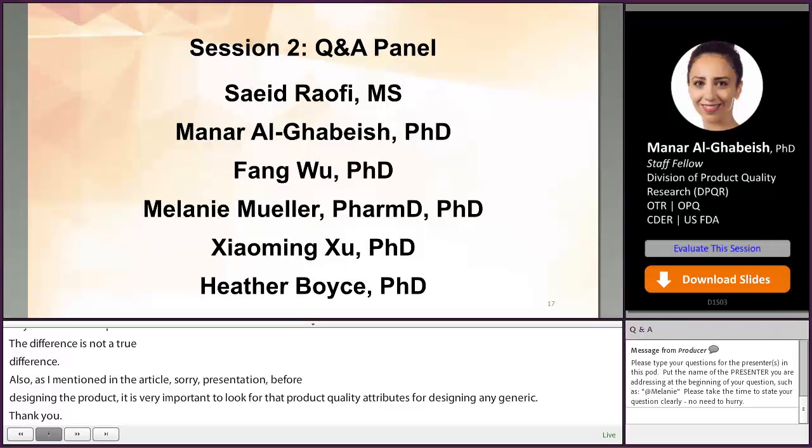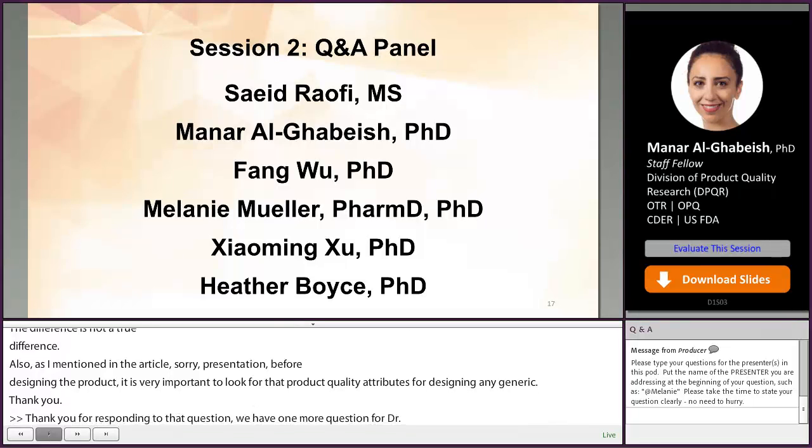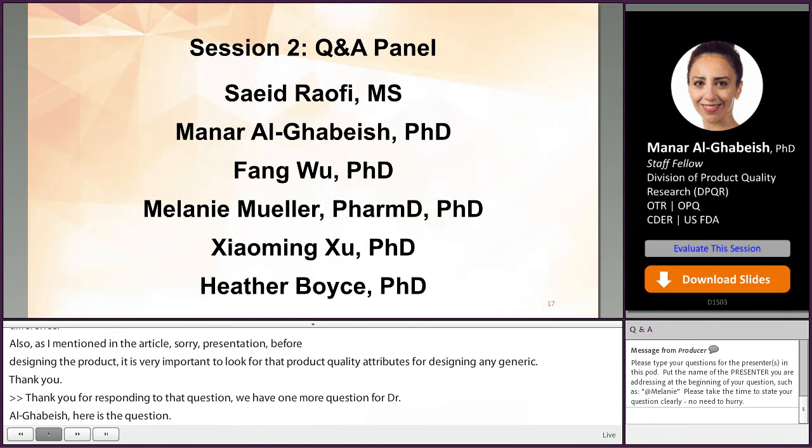You mentioned drug delivery as one of the AD designs. Can you please explain how drug delivery can be in an AD design?